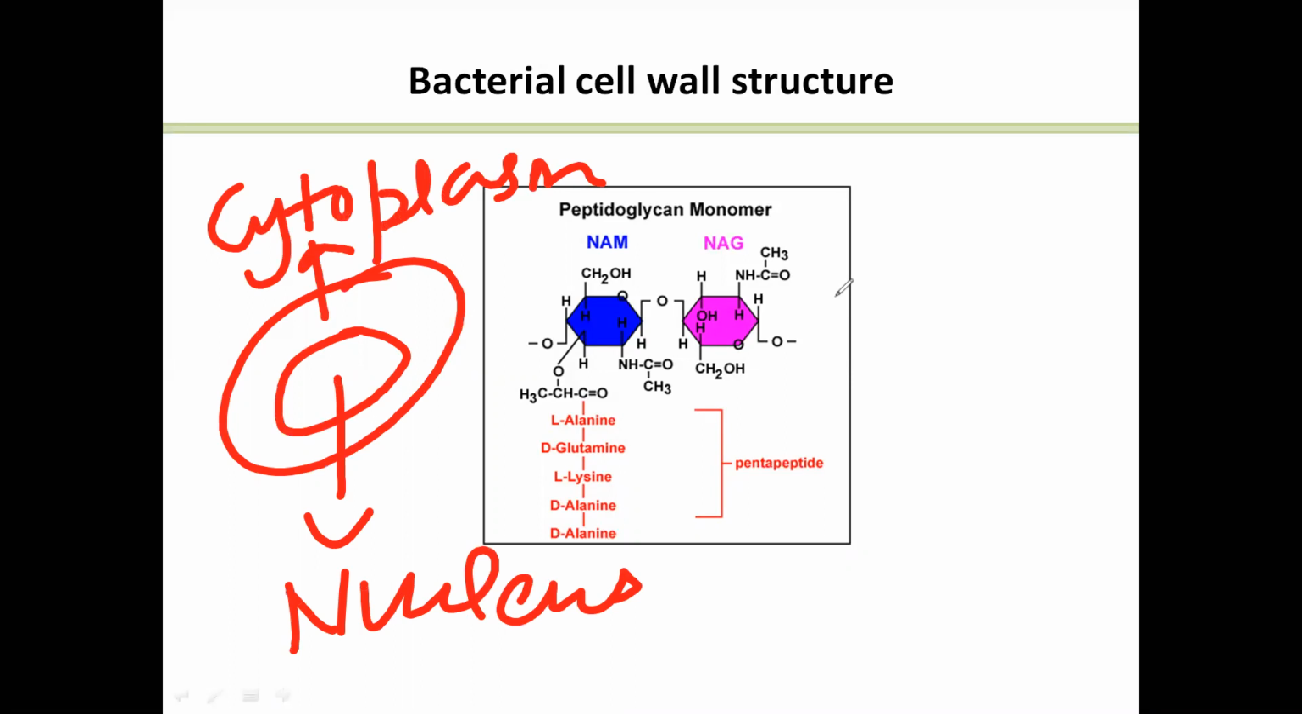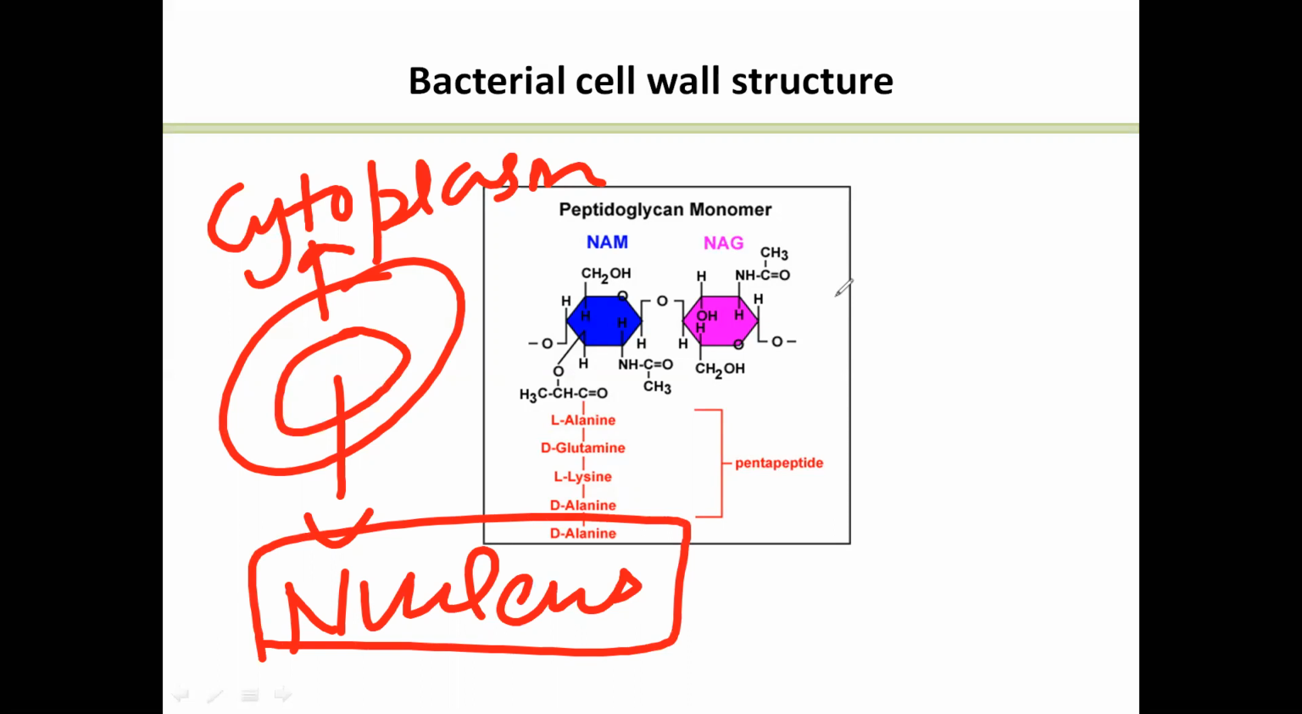So the basic difference between a prokaryote and a eukaryote is that there is no well-defined nucleus in case of prokaryotes, but there is a well-defined nucleus in case of eukaryotes. So bacteria is a prokaryote.